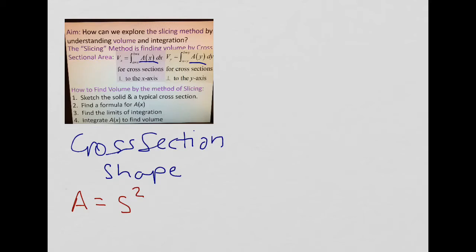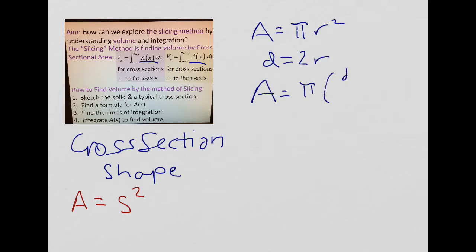Circles we already discussed. So we need pi r squared. Sometimes they talk about the diameter instead of the radius. So since the diameter is 2 times the radius, then you can just say that the area is pi times d over 2 squared, and that will simplify to be pi over 4 d squared.